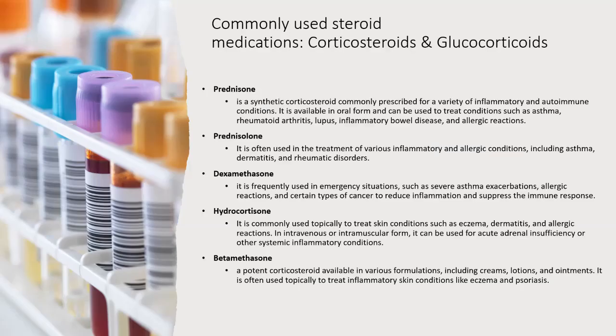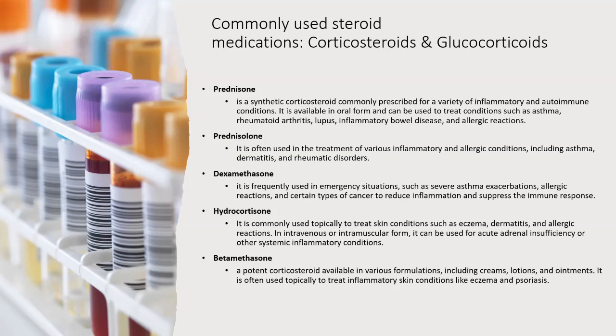Now, let's examine some of the commonly used steroid medications, particularly focusing on corticosteroids and glucocorticoids, which are frequently prescribed for their potent anti-inflammatory and immunosuppressive properties. Prednisone. Prednisone is a synthetic corticosteroid widely prescribed for a variety of inflammatory and autoimmune conditions. It is typically available in oral form and is used to treat conditions such as asthma, rheumatoid arthritis, lupus, inflammatory bowel disease, and severe allergic reactions. Prednisone works by suppressing the immune system and reducing inflammation, making it effective in managing these chronic conditions.